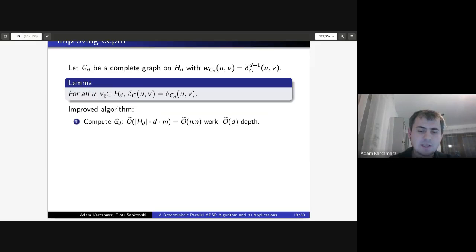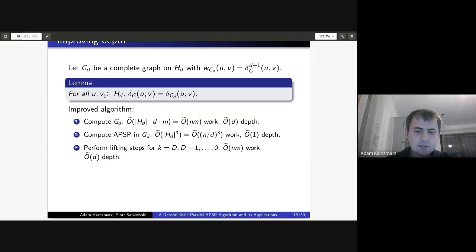We first construct this dense graph G_D using Bellman-Ford. This takes only NM work again and D depth. Next we compute APSP on G_D using the repeated squaring algorithm. It takes (N over D) cubed work and constant depth. And then we resume the lifting steps starting at K equal to capital D for all smaller values of K. And this takes, again, NM work and roughly D depth.